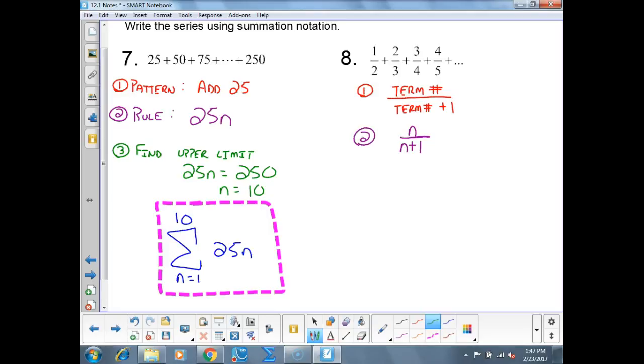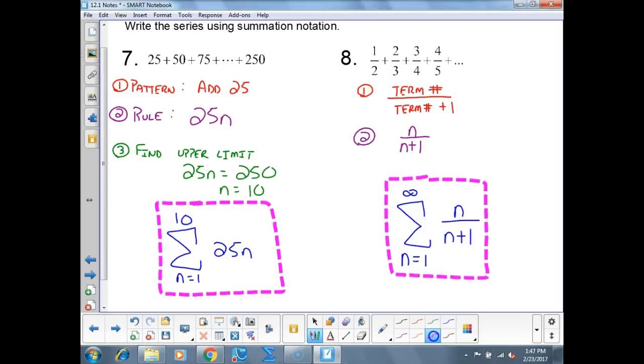No. It's infinity, right? Because it's dot, dot, dot at the end. So I have everything that I need, so I can go right to sigma notation. Start at 1, end at infinity.